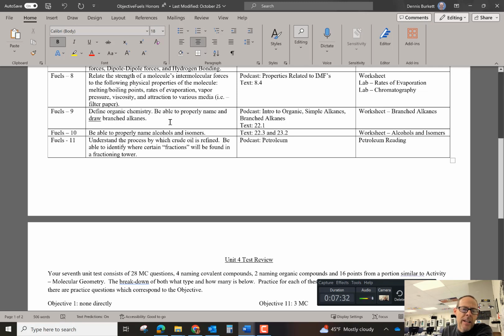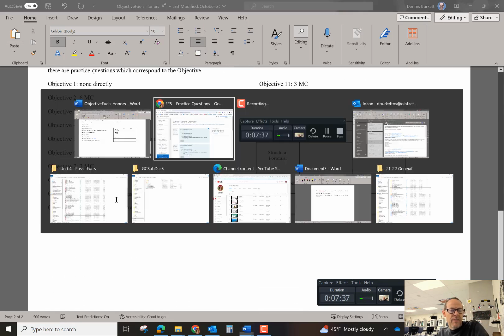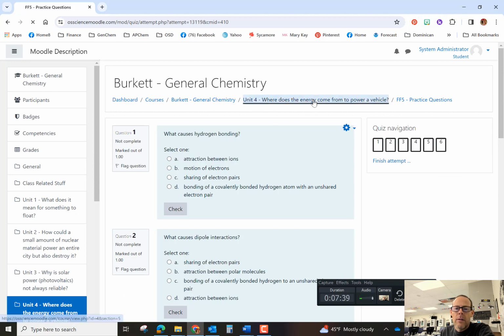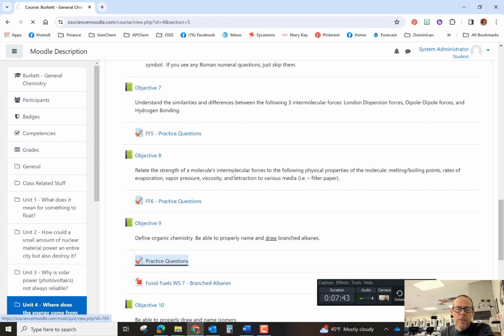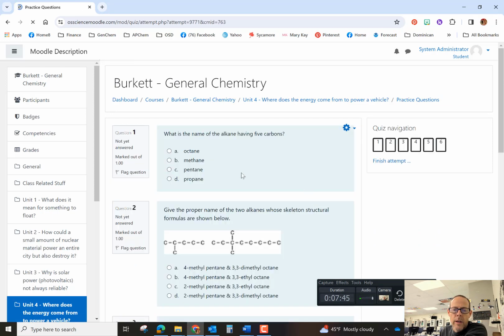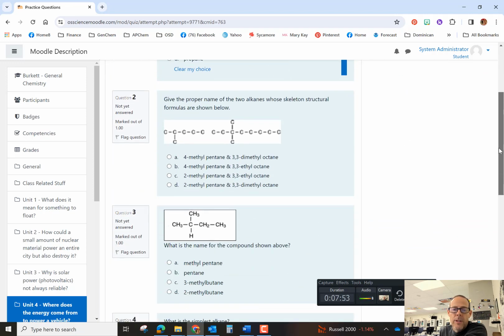Number 9, define organic chemistry, be able to properly name and draw alkanes. Let's look at objective 9 real quick. So back to unit 4. Practice questions. What does it look like? What is the name of an alkane having 5 carbons? 5, penta, probably pentane. Give the proper name for the following 2 structural formulas.